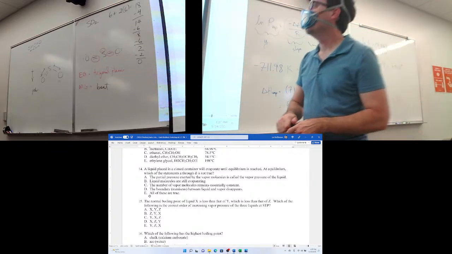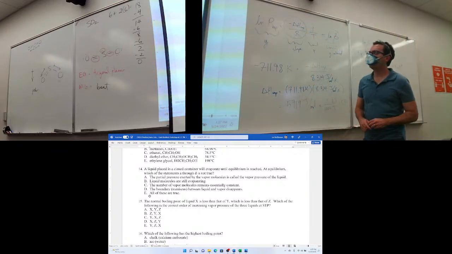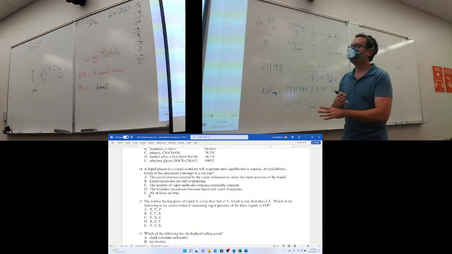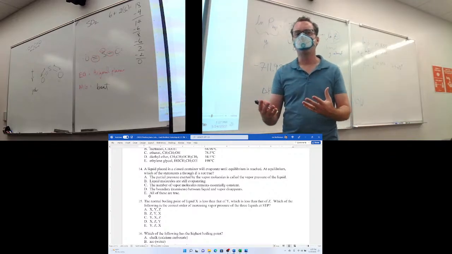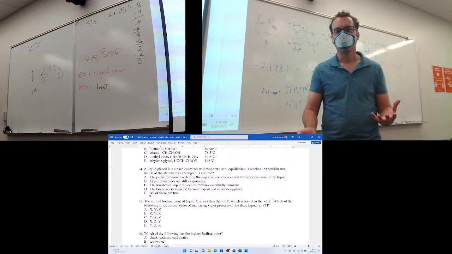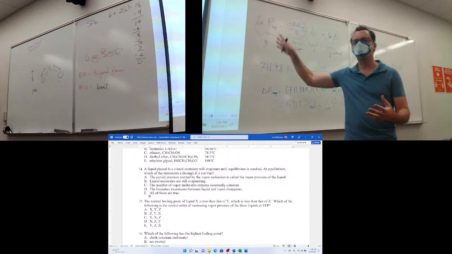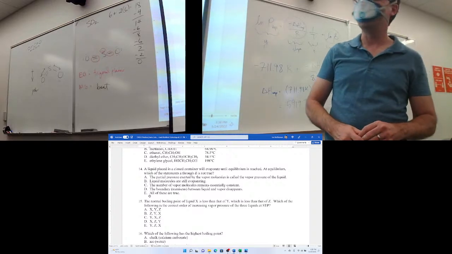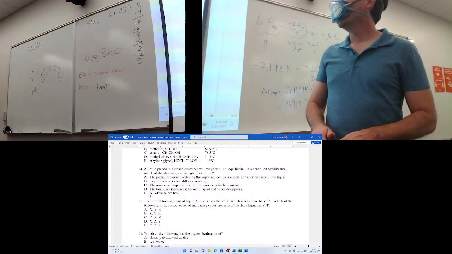The boundary between liquid and vapor disappears. That's the bad one. That only happens in supercritical fluids, right? We saw a video of the CO2 one. That's a weird condition, not a normal liquid, so that is not going to happen. Okay.